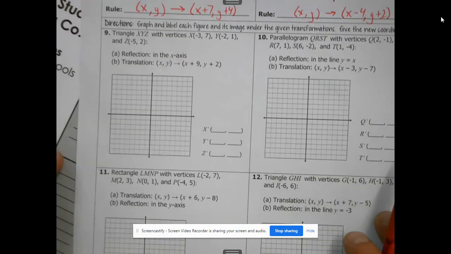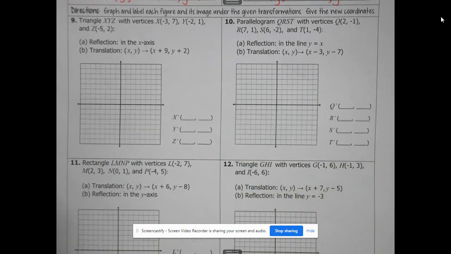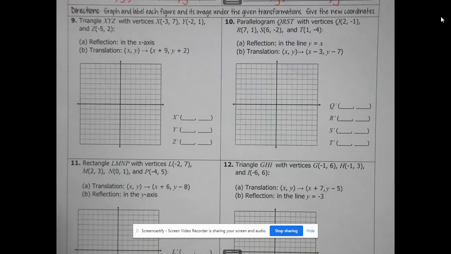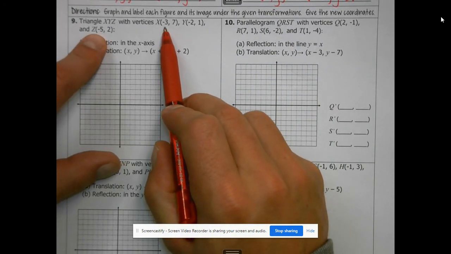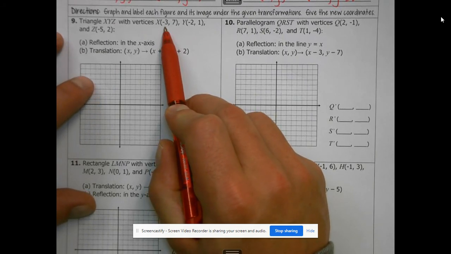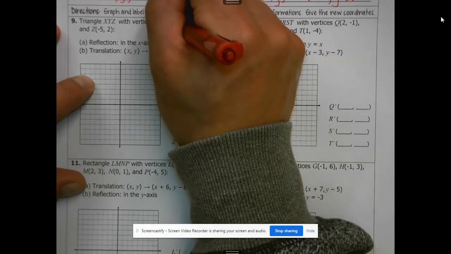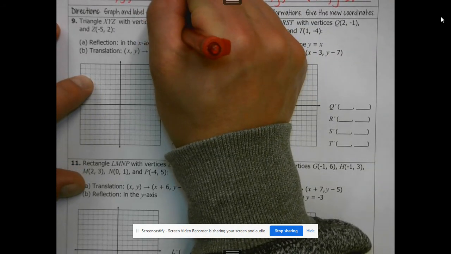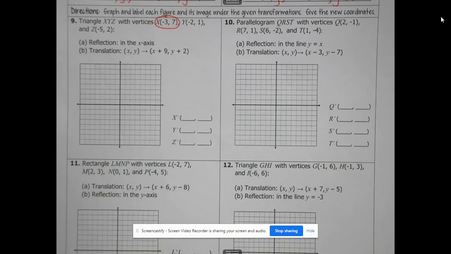To save time for numbers 9 through 12, this is a double transformation, guys. And I'm only going to use one of the 3 points that they give us to save some time here. If you can translate one point, then you can obviously translate the other points as well. So for 9, 10, 11, and 12, I'm just going to use one of the points. And in number 9, I'm just going to use the point X, which is negative 3, 7.